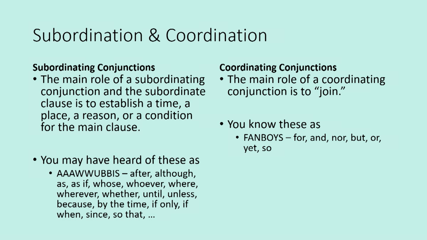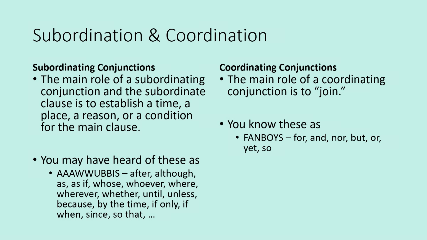Go find the list of subordinating conjunctions and memorize that as a subordinating conjunction. What does it mean to subordinate? It means that it establishes time, place, reason, or condition. It is not a complete sentence without the subordinating conjunction. It is adding information to that main independent clause, establishing that relationship. All conjunctions establish a relationship.